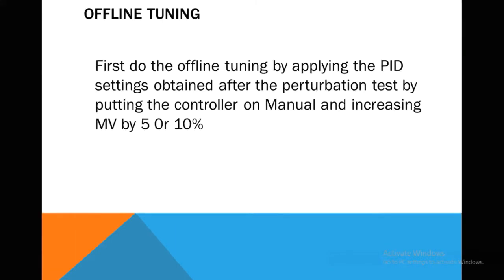Now, first you have to do an offline tuning with the help of initial settings. Normally all the PID controllers will come with a factory setting of maybe a proportional gain of about 50 and integral of about 100, 200, but that will never work. So you have to change those numbers.